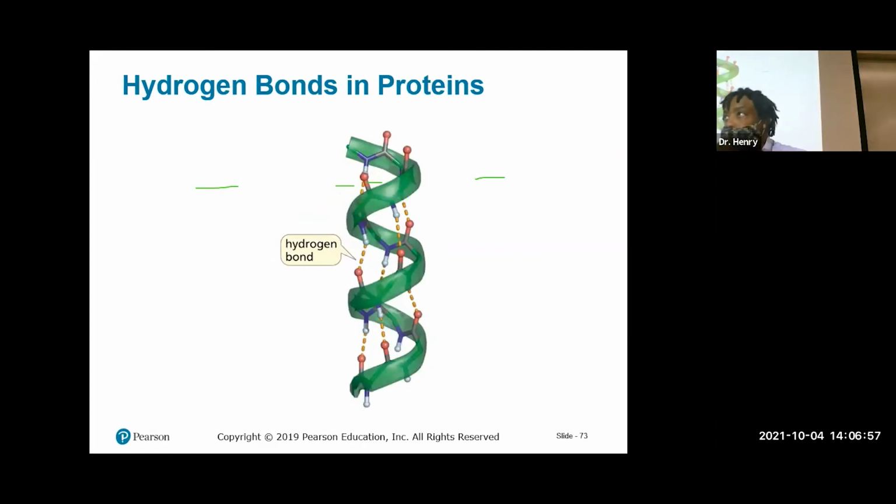So this is in protein. Protein is a good example. Protein has quite a few hydrogen bonds that are formed. And those hydrogen bonds allow that curl form in the secondary structure of protein. Okay, so that's just showing hydrogen bonds forming between one amino acid and another amino acid.